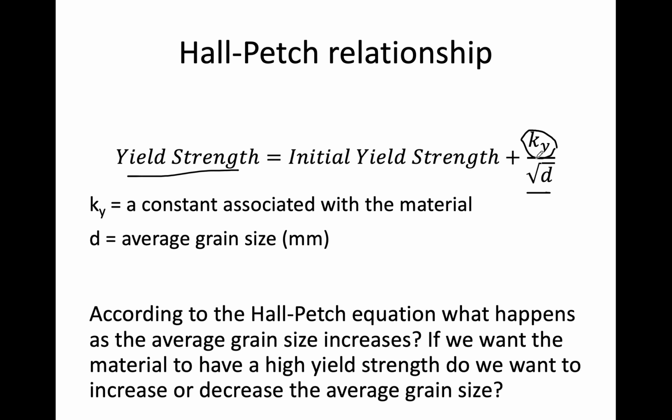So as D goes up, what's going to happen? As the average grain size increases, this whole term right here is going to decrease. So our yield strength is going to be lower if we add a smaller number to it. Now if I decrease D, that's going to cause this term to go up, and I'm going to increase my yield strength. So if I decrease my grain diameter, I increase the total number of grains, and I increase my yield strength.